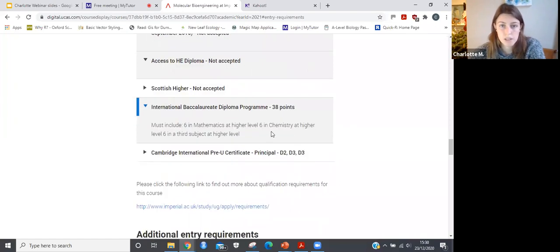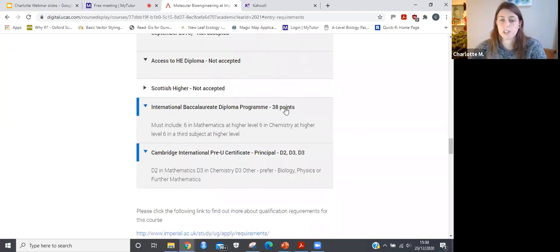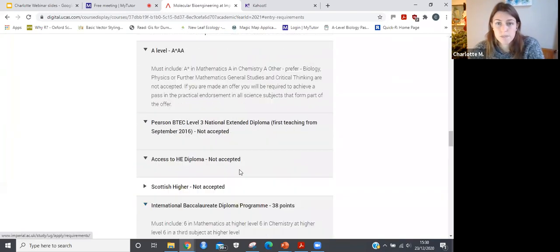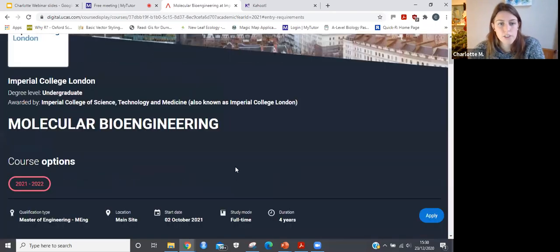So a 6 in mathematics at higher level, 6 in chemistry at higher level, and 6 in a third subject at higher level as well. Or if you're doing the Cambridge International Pre-University Certificate, D2, D3, D3 and another one ideally. And you can do that for any kind of course.